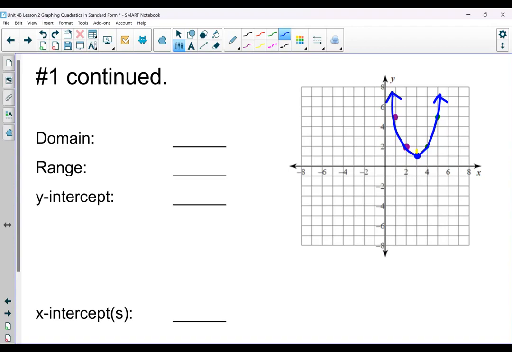So for example, the domain. Well, we know that the domain of any parabola ever is going to be negative infinity to infinity. Remember, we point a little bit to the left and a little bit to the right with those arrows, even though they look like they're pointing straight up. The range in this one, our lowest y value is 1, which is included, so a bracket. And our highest y value is infinity, which we can never reach, so parentheses.